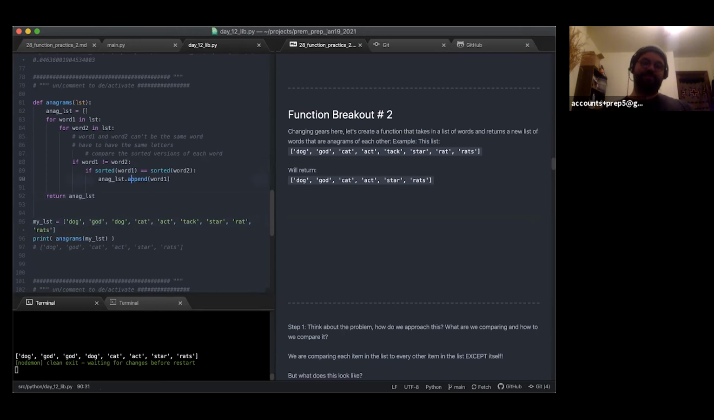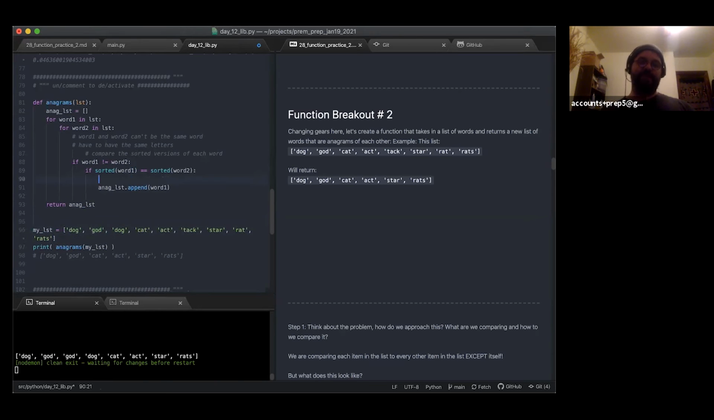To prevent that, we can make sure that word one, which is the word I'm adding, is not already in the anagram list. So I'll leave it to you all: what line of code would I use to ensure that?